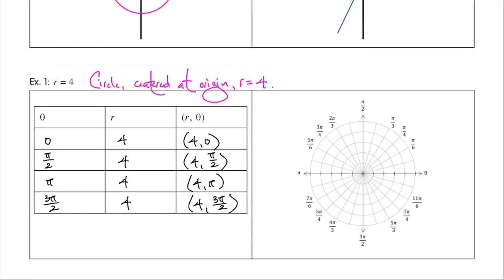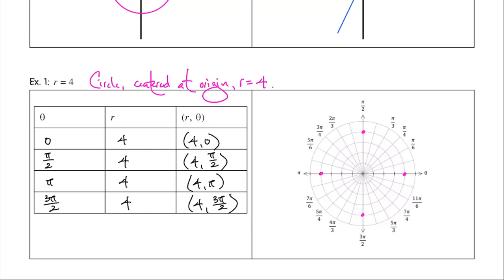So I'm going to plot that first point, 4 comma 0. I'm going to go to 0, go out 1, 2, 3, 4. Then I'm going to plot 4 comma pi over 2. So that's here. And then 4 comma pi, and then 4 comma 3 pi over 2. Now I know that's only 4 points, so maybe we have a square.